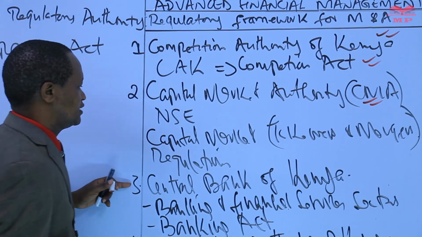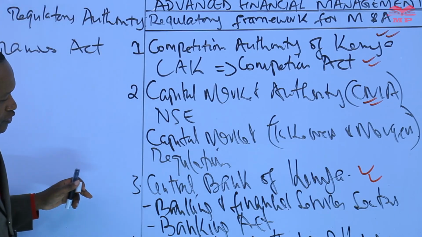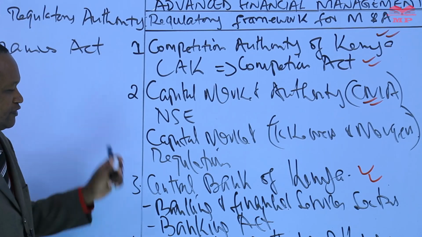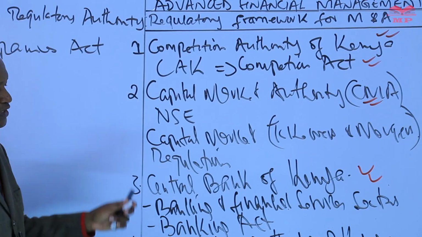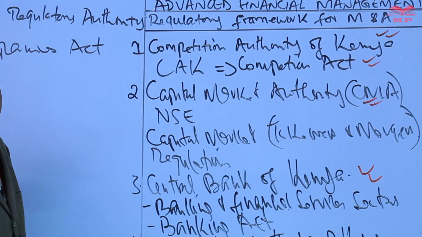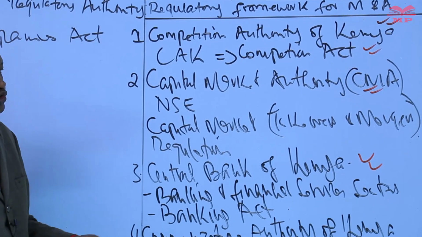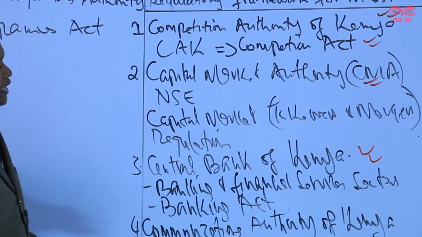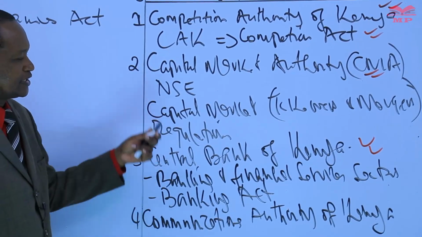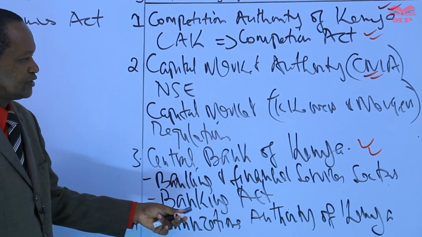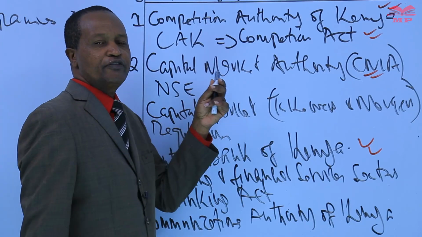Number 3 is the Central Bank of Kenya. We've said it regulates mergers and acquisitions in the banking and financial services sector. We've stated that the Banking Act, an act of parliament in Kenya, requires that companies within the banking and financial sector seek approval from the Central Bank of Kenya before merging.